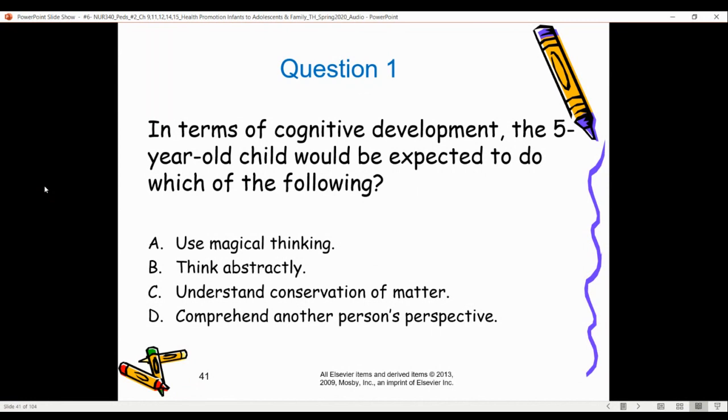Like if you had a ball of clay and you broke it up into two chunks and you flattened one out and you had one in a ball, the flat piece looks bigger, but it's still the same amount of material. So that's that mass matter kind of stuff, like middle school science class, if you think back to that kind of stuff. Comprehending another person's perspective happens in these school age years.